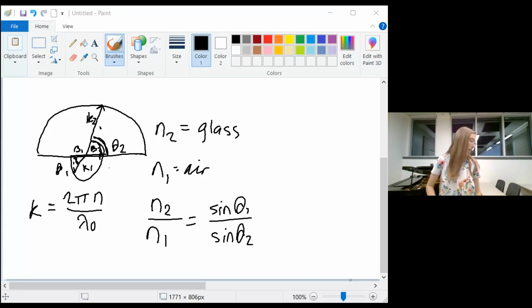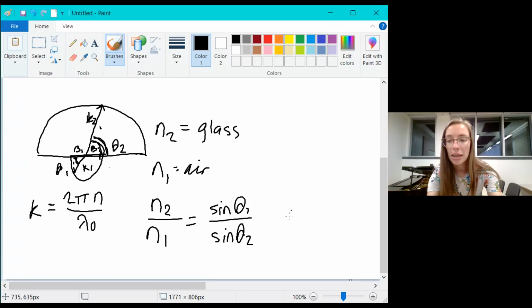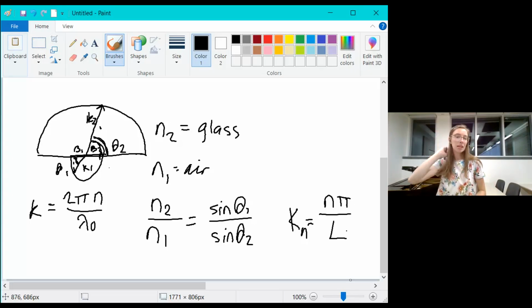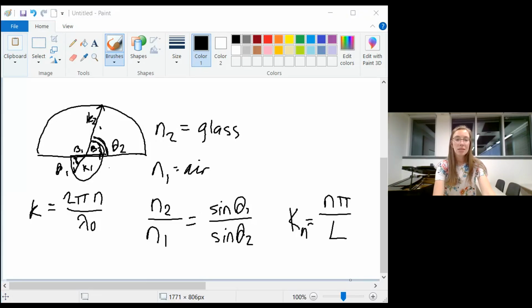Now back to the guitar. When we press down on a fret, the pitch goes way higher, and that is because we are shortening the length L. So we can write that k as n pi over L. That's how we can relate it a bit more. So yeah, both actions alter spatial frequency, and therefore the color or the pitch of the wave is also altered.